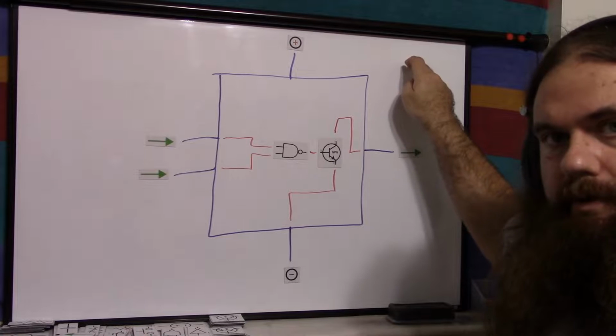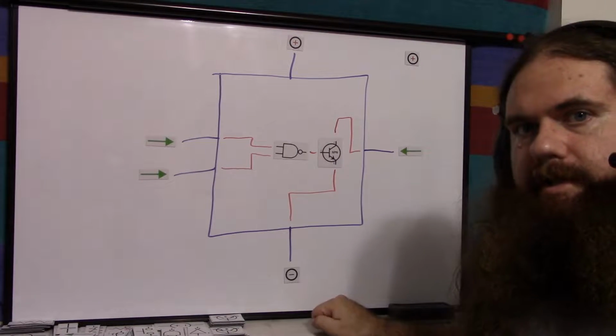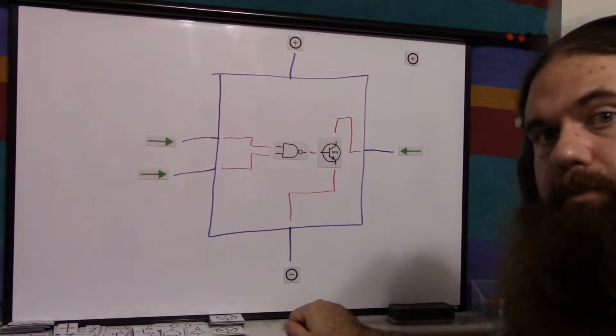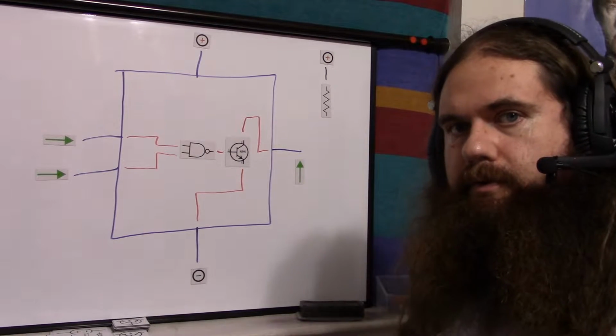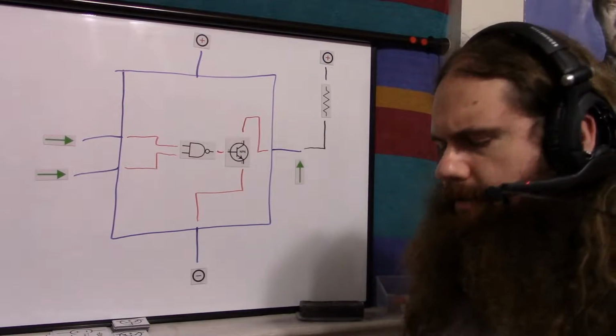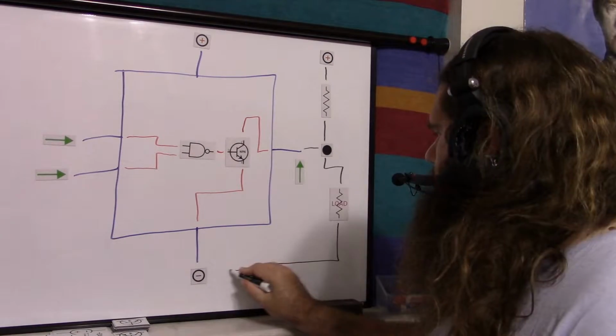So you would have your positive here, and technically it's an input, but it requires, of course, a pull-up resistor. Let's make that a little easier to see. So we connect through our pull-up resistor into the gate. Then, of course, we have our load, which also connects to the gate and down to your negative.